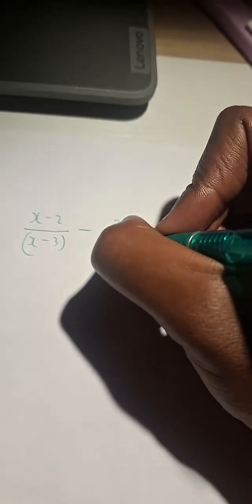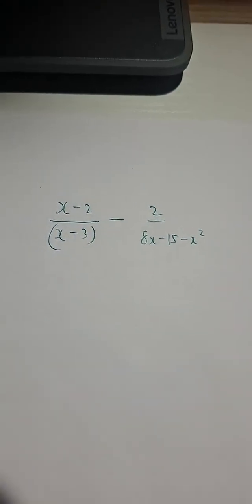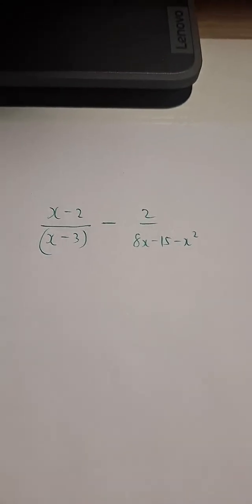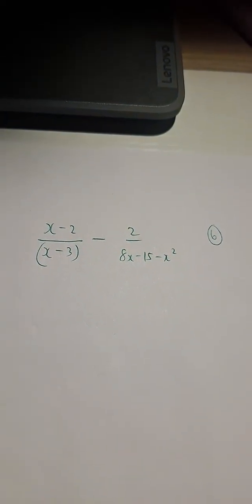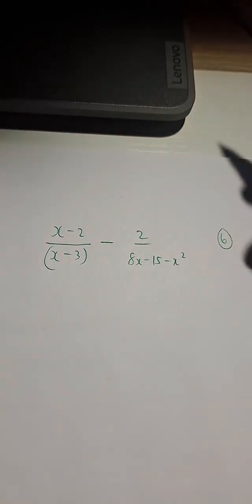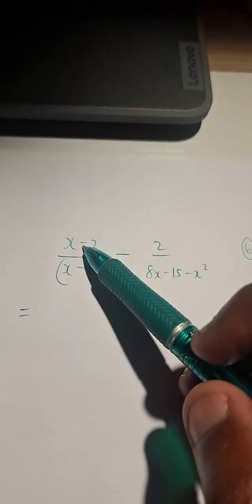Let's look now at this one that has addition and subtraction. This is not divide, but this is addition and subtraction of an expression. So now we have to simplify this one. 6 marks, makes sense that it would be 6 marks. This is still an expression. We need to simplify the expression. So look at this, guys.